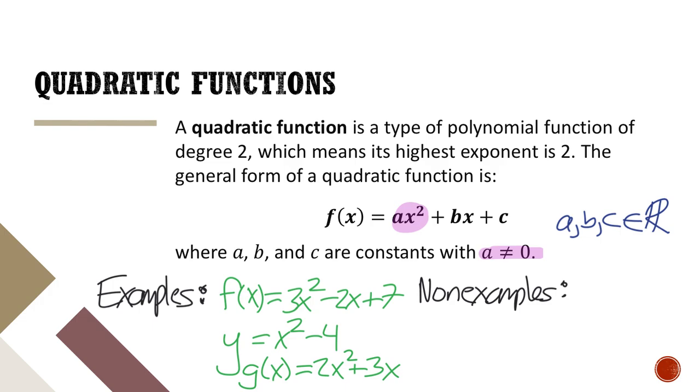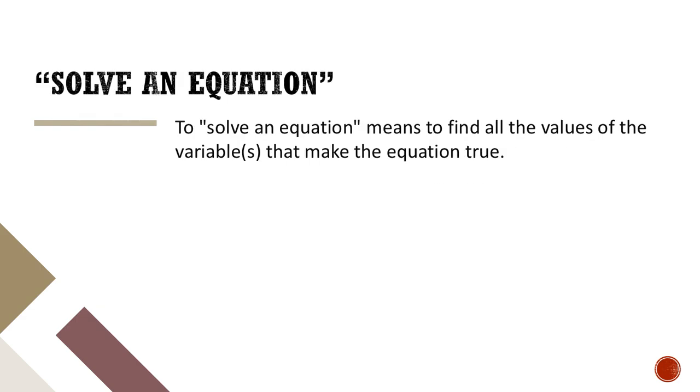Non-examples would be like y is equal to x to the third plus x minus 4. There is no x squared term. That is not okay. Or if we want f of x is equal to just x plus 4, that is a linear term. So this is actually a cubic function to the third power, and this is a linear function just to the first power.